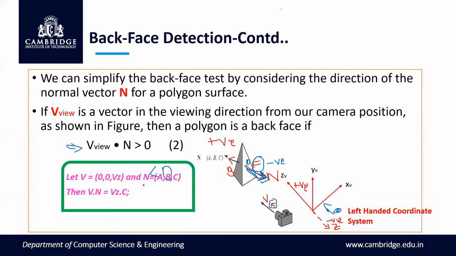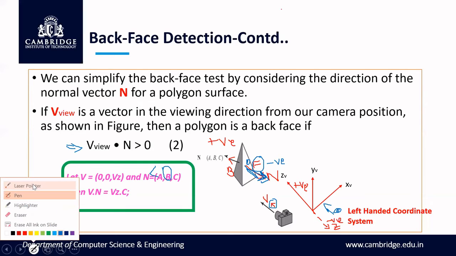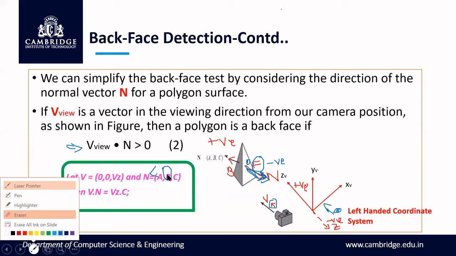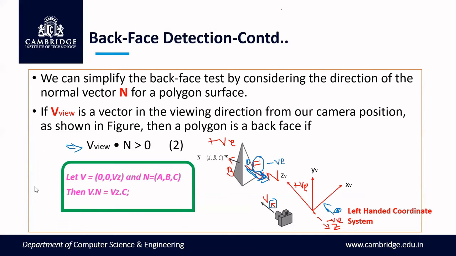So instead of taking the complete values, what will be your value? V, obviously, when you keep your view V here, the viewing direction is always like this. So then what happens? It is 0, 0, Vz. And what is N? N is A, B, C. Let us consider it as A, B, C.